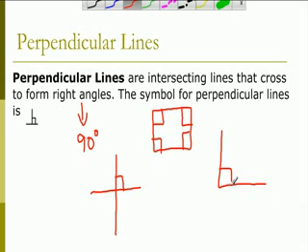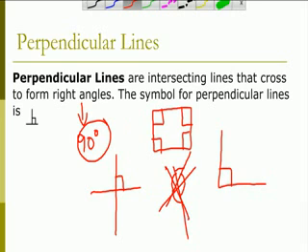These lines intersect and they are perpendicular because it creates a 90-degree angle. These lines intersect, but they don't create a 90-degree angle. So these are not perpendicular. Only lines that create a 90-degree angle are perpendicular.